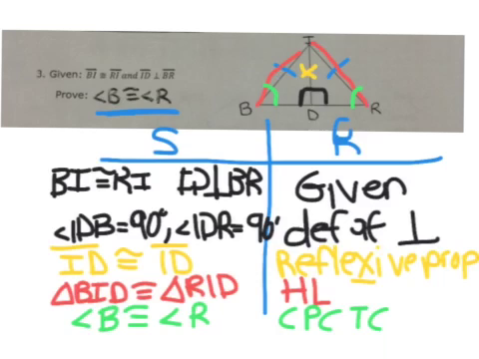CPCTC? I hope you're all saying it together right now. It's corresponding parts of congruent triangles are congruent. And the only parts that triangles have are angles and sides. All right, let's go ahead and flip over to the next page and we'll do our last.